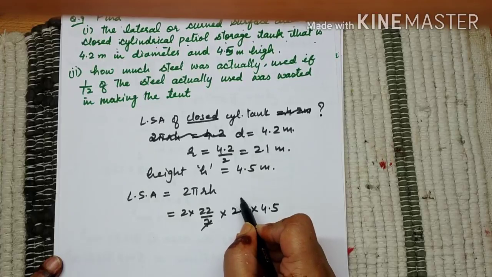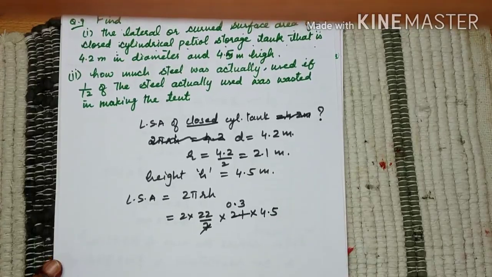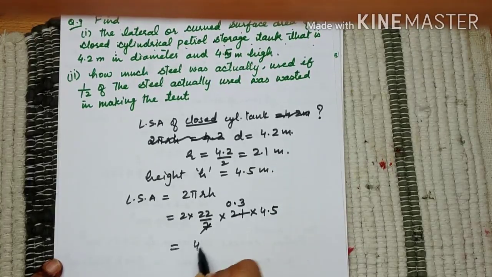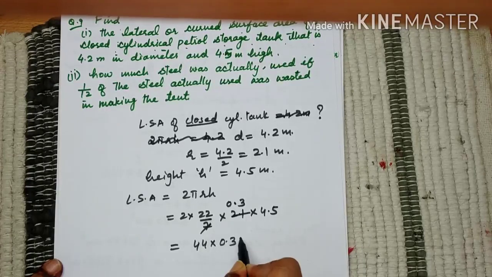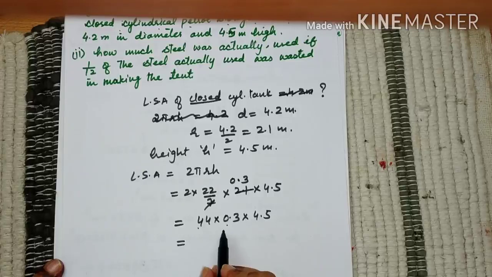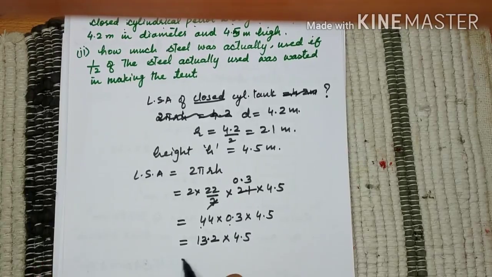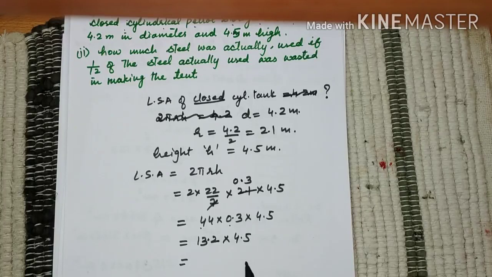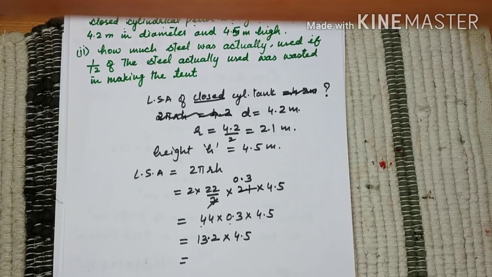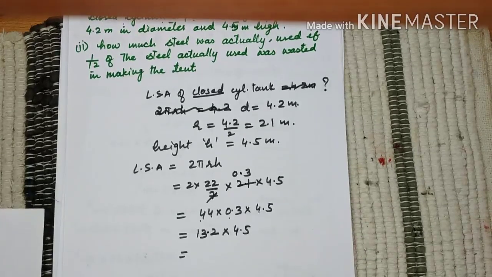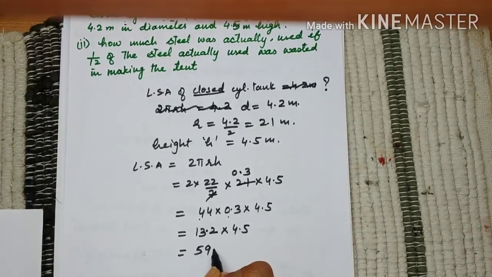So 7 threes are 21, and one decimal place I am just putting like this. So this is 44 into 0.3 into 4.5. 44 into 3 is 132, and with one decimal place, 13.2 into 4.5. Now you need to multiply 13.2 into 4.5. If we multiply 13.2 into 4.5, I get 59.4.